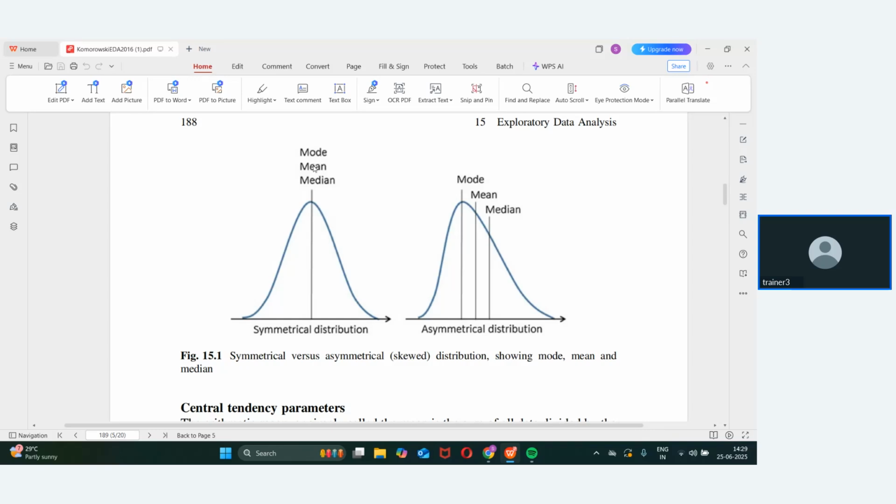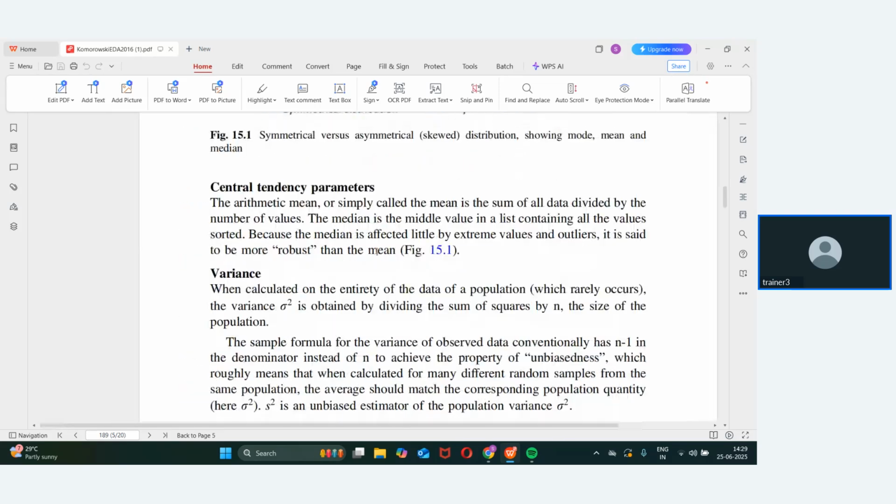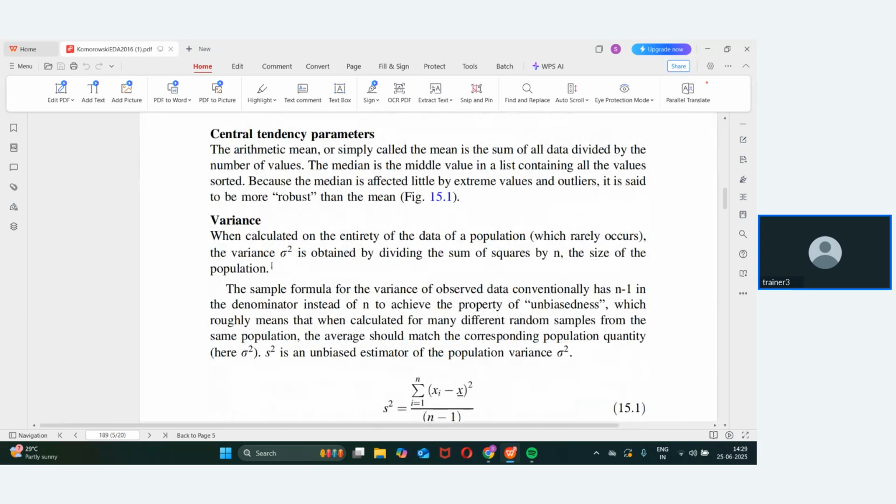Mean, mode, median. You can see them here. I hope it's clear. Coming to central tendency parameters, arithmetic mean. What is mean? It is simply the sum of all data divided by the total number of values. Coming to median, median is the middle value, the value that lies in the middle among all the values that are sorted. So if there are all values, the middlemost value is called the median.